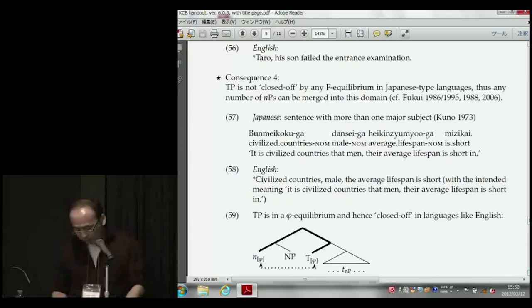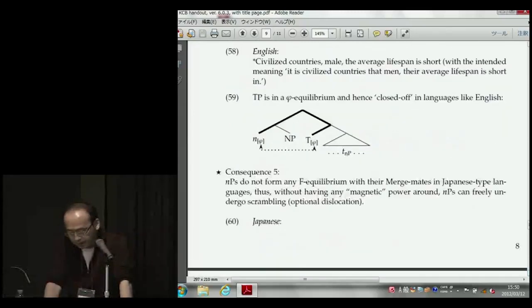Indeed, more than one topic-like np can be freely merged to a sentential structure in Japanese, as shown in 57. That's the famous celebrated Kuno's example. Well, the corresponding structure in English, of course, is ungrammatical, 58. Well, this is again expected because TP is in a phi equilibrium already and hence closed off in phi-feature-based languages like English. Okay, and consequence number 5 next.